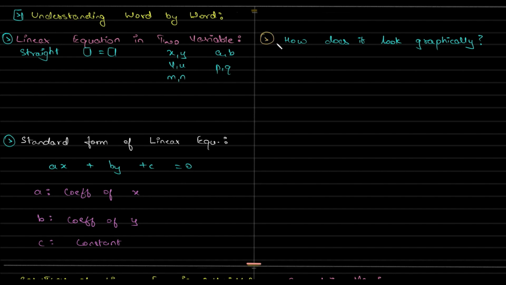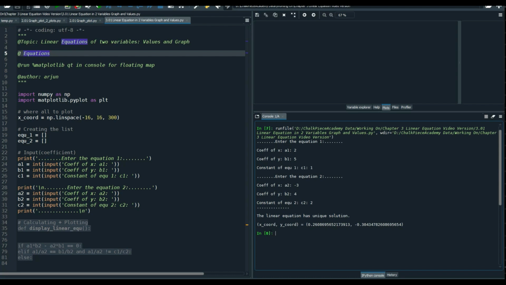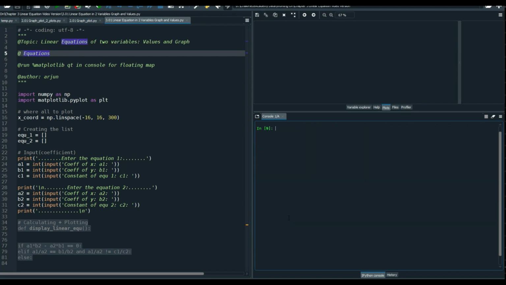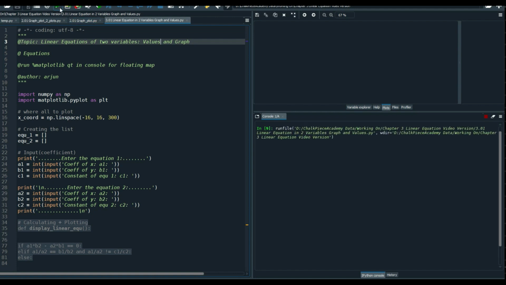So how does it look graphically? If you plot a linear equation on a graph, how does it look? To understand that, let us plot it. I have a Python code over here. It is to do with linear equations in two variables, which gives the value, something called a solution, which we'll be looking into, and the graph. The main thing is we are looking at the graph as of now.